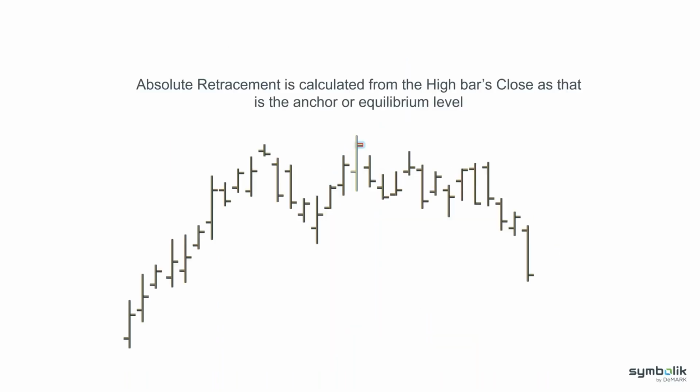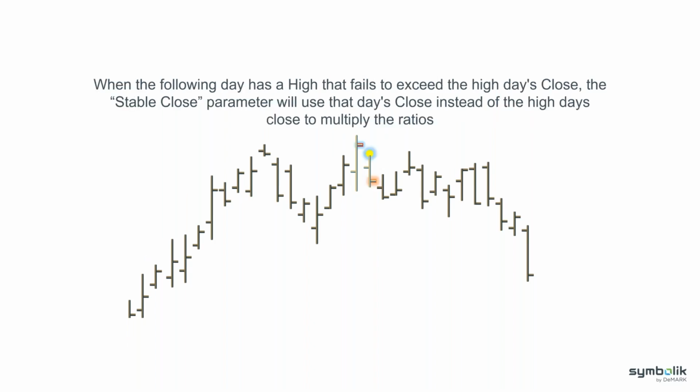So now I'll talk about downside absolute retracement. You can see right here, absolute retracement is calculated from the high bar's close, as that is the anchor or equilibrium level. When the following day has a high that fails to exceed the high day's close, the stable close parameter will use that day's close instead of the high day's close to multiply the ratios.